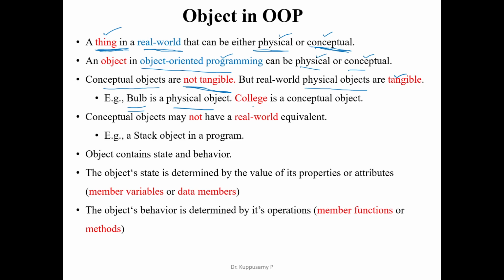But a college is a conceptual object. There is the concept of a college, but we cannot touch it. A college has an admission office, classrooms, principal office, registers. These are all available inside the college concept. The classroom and benches are physical objects, the principal and faculty are physical objects, but the college is not a physical object.